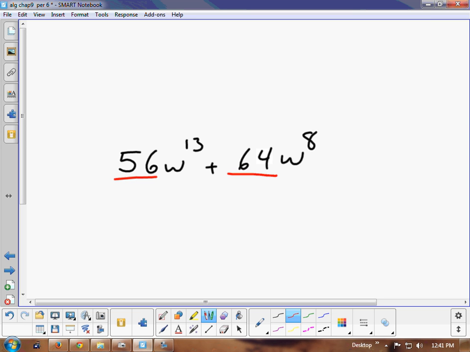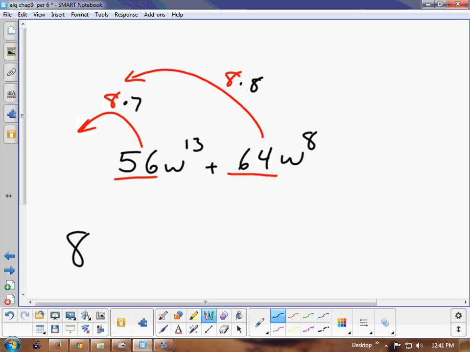Sarah: 8 goes into both. So I'm going to pull an 8 out of here, and I'm going to pull an 8 out of here. Well, 8 times 7 is 56, and 8 times 8 is 64. So when I pull the 8 out front, it leaves a 7 behind for the 56 and an 8 behind for the 64. The plus sign is left behind also.